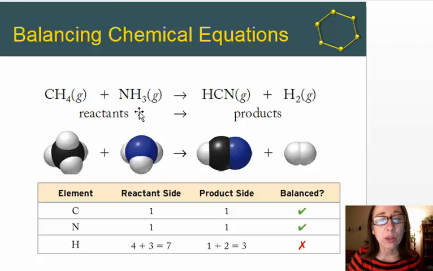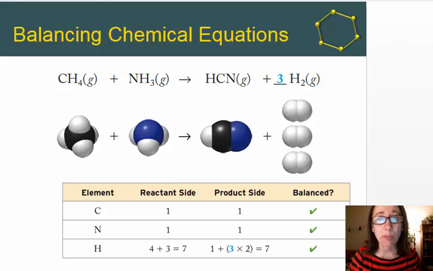Hydrogen has 4 plus 3, a total of 7 on the reactant side, and 1 plus 2, a total of 3 on the product side. So how can I balance that? I want to try and balance my hydrogen by changing the coefficients of the element, because my carbons and nitrogens are already balanced. If I try and balance my hydrogen by placing coefficients in front of any of the other chemicals, then I'm going to change my number of carbons and nitrogens and unbalance those. So if I place a coefficient of 3 in front of the hydrogen, I'll have 3 plus 1, which will be 7, and then I'll have a balanced chemical equation.